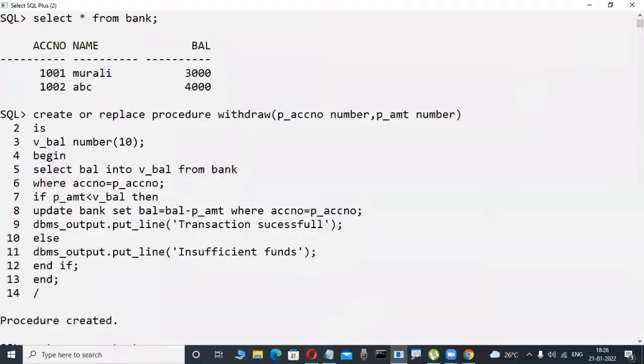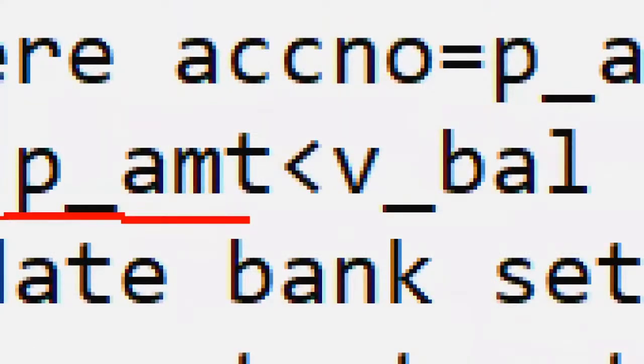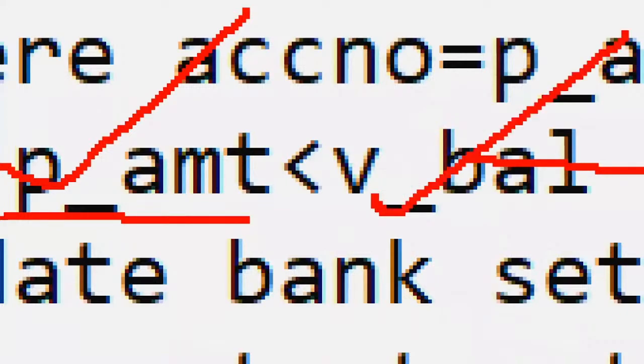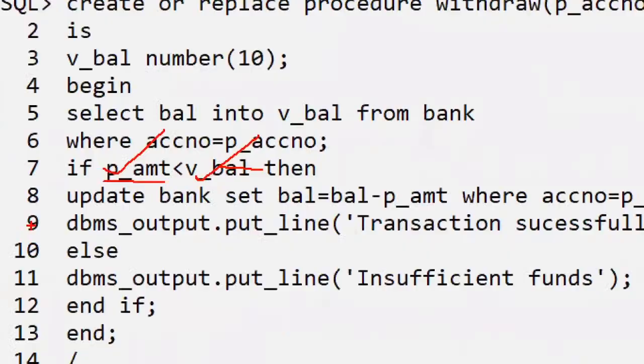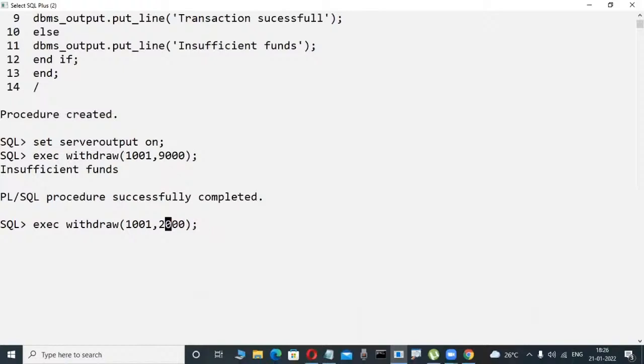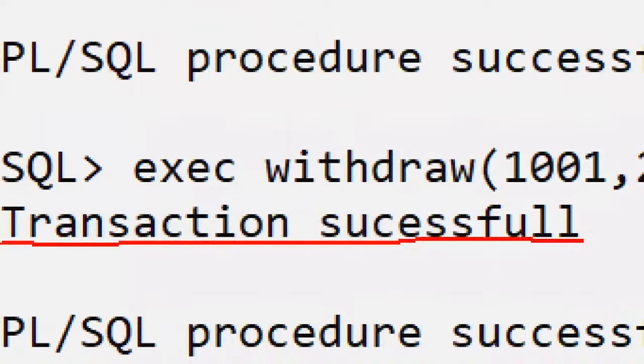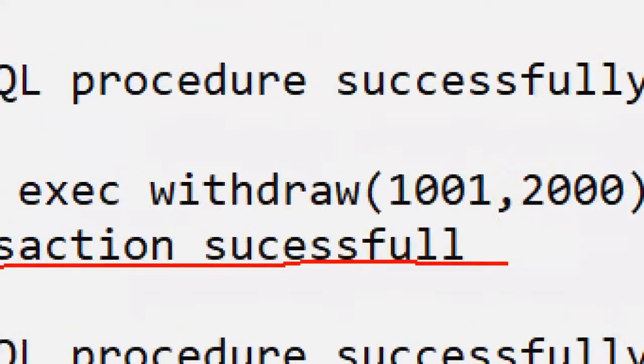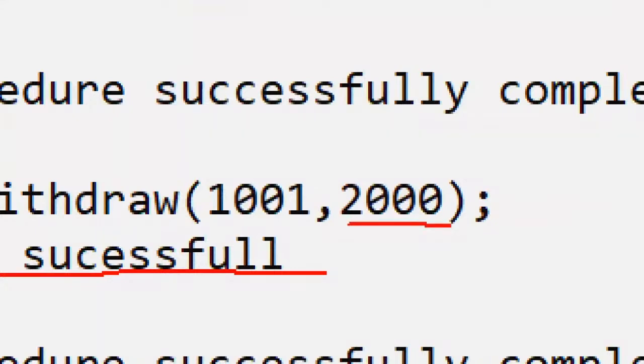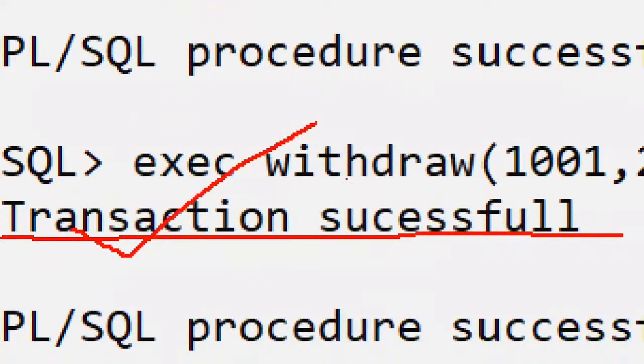So now whenever your passed amount, 2,000, is less than the available balance, in this case 3,000, here this 2,000 is less than 3,000. I am updating the bank table, modifying that one. Transaction is successful. Now really correct. Whenever I'm executing, I want this transaction successful message to display automatically. You try to withdraw 2,000 rupees from 3,000 rupees, it is possible. Transaction is successful.